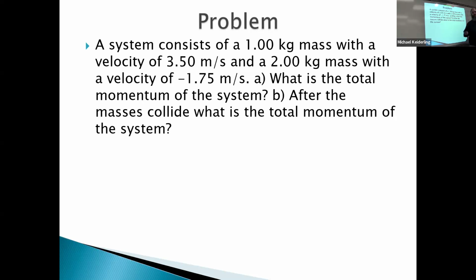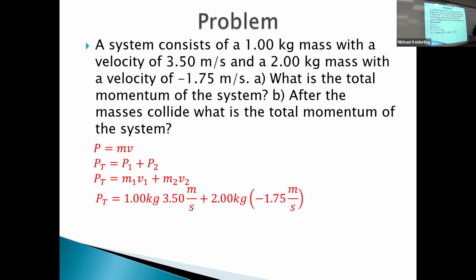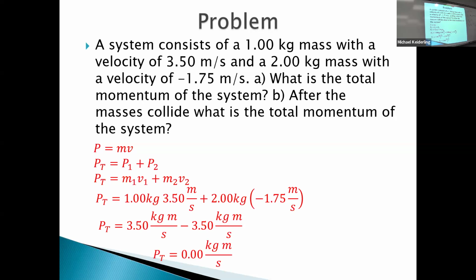Well, this is fairly straightforward. Momentum is mass times velocity. So the total momentum will be momentum of 1 plus momentum of 2. So mass 1 times velocity 1 plus mass 2 times velocity 2. So that's 1 kilogram times 3.5 meters per second plus 2 kilograms times negative 1.75 meters per second. And that comes out to 3.5 kilogram meters per second for mass 1 and negative 3.5 kilogram meters per second for mass 2. So the total momentum is 0.